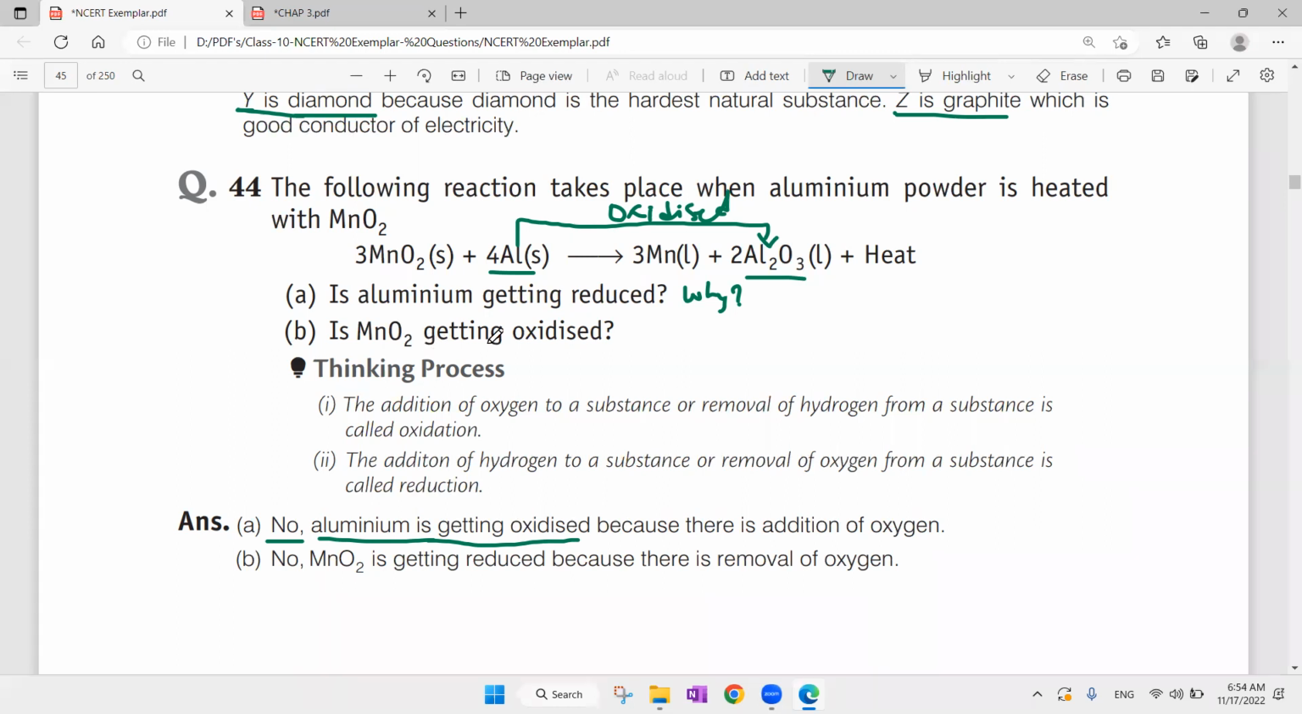Is MnO2 getting oxidized? MnO2 is becoming Mn, which means oxygen is removed. Oxygen removed means it is undergoing a reduction process. No, MnO2 is getting reduced. If you want, you can write the reason: because there is removal of oxygen.